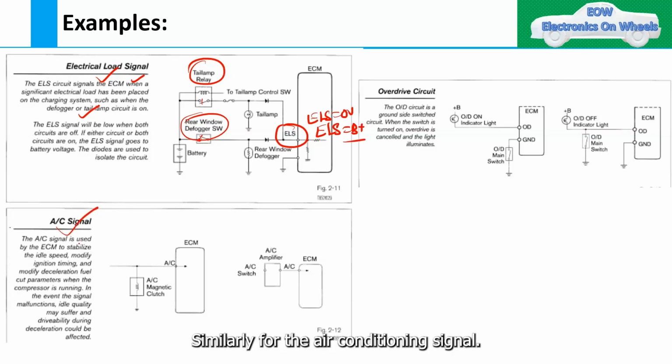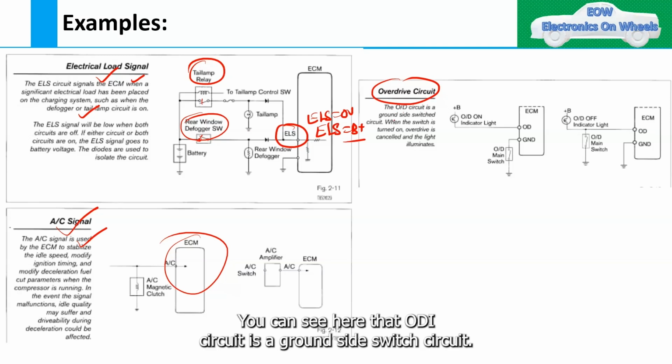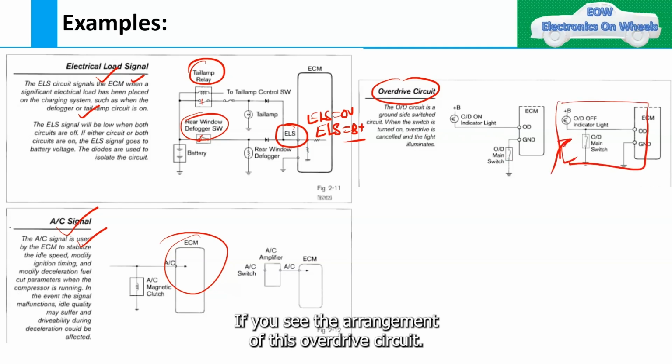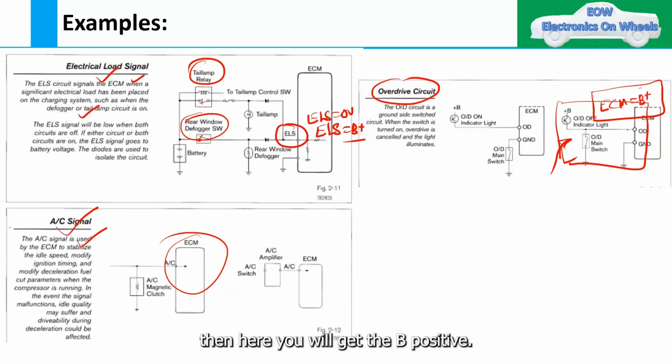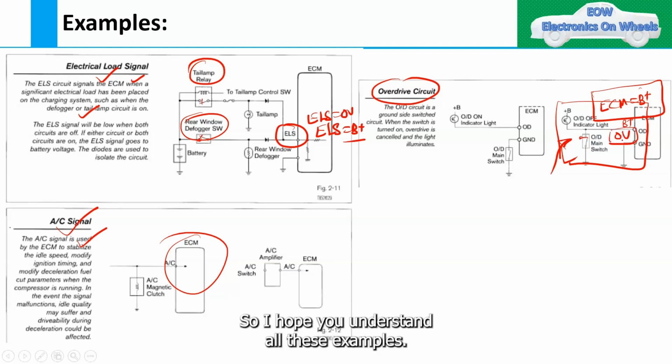Similarly, for the air conditioning signal, then the overdrive circuit, you can see here the OD circuit is a ground side switch circuit. And why is it a ground side switch circuit? If you see the arrangement of this overdrive circuit, when the switch is open, then here you will get B positive. But when the switch is closed, then you will get 0 volt here. I hope you understand all these examples.